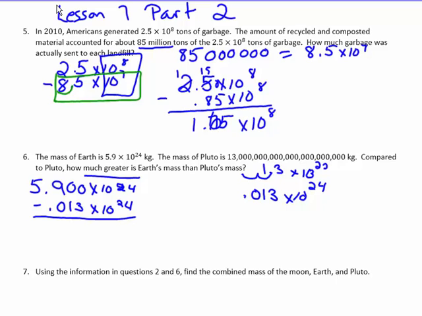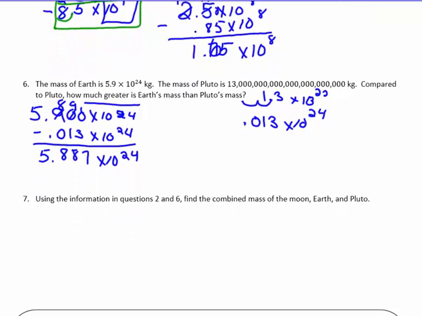Okay, now I can do my subtraction. Put my zeros here. So when I do that subtraction, I'm getting 5.887 times 10 to the 24th. And I had to do some borrowing. This became an 8. This became a 9. That was the 10.